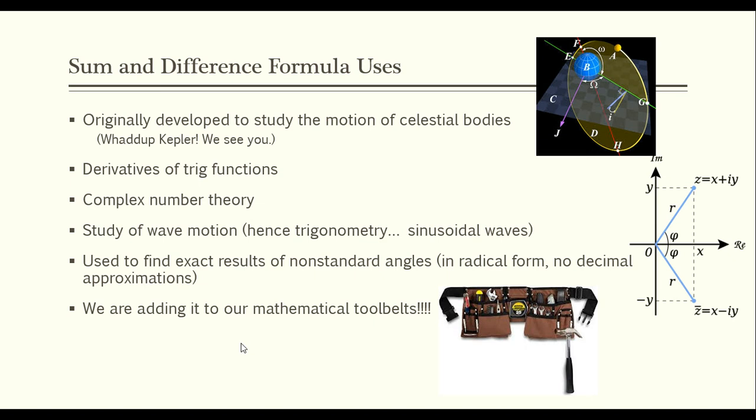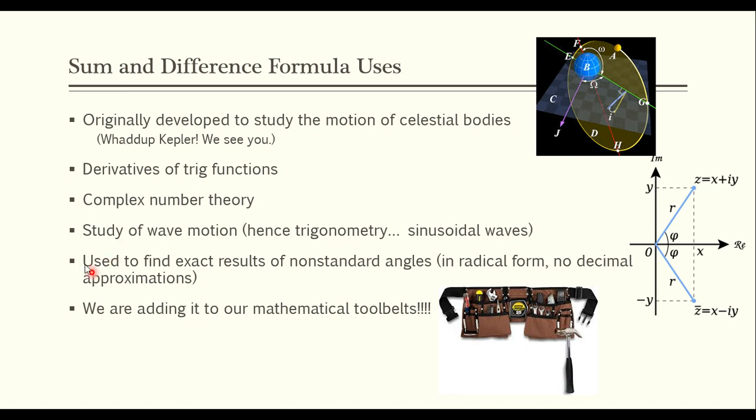It's also used in complex number theory. So remember when we started to talk about the complex number plane? Let me grab my laser pointer. Right over here, right? This is the real axis. This is the imaginary axis. And this is the angle phi with our radius. This point can be expressed as x plus iy, z bar, x minus iy, so it's used in complex number theory. Also, since we're talking about trig, it's the study of wave motion, like the whole thing, the reason why I brought up trig is sinusoidal waves.